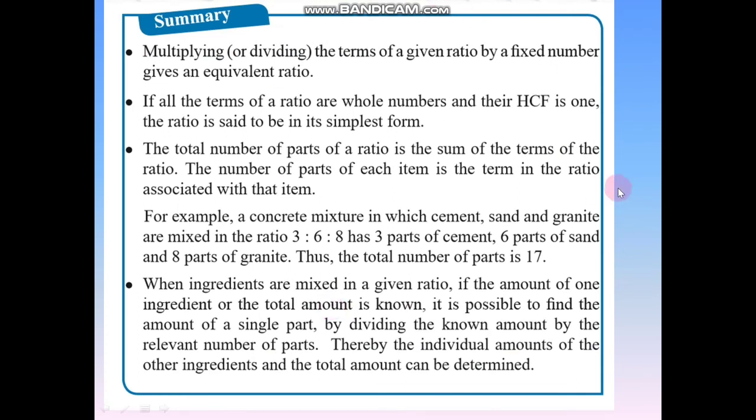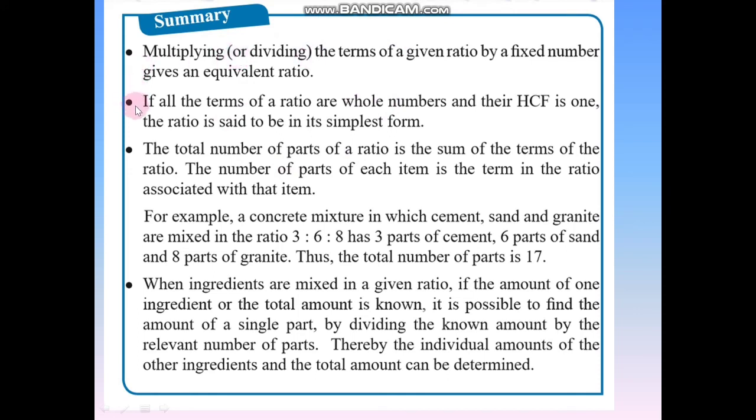Okay. We have come to the end of the session. Before that, I will summarize the lesson. Multiplying or dividing the terms of a given ratio by a fixed number gives an equivalent ratio. If it is in the simplest form, we have to multiply it, or if it is in an equivalent form, to obtain the simplest form, we have to divide that ratio.